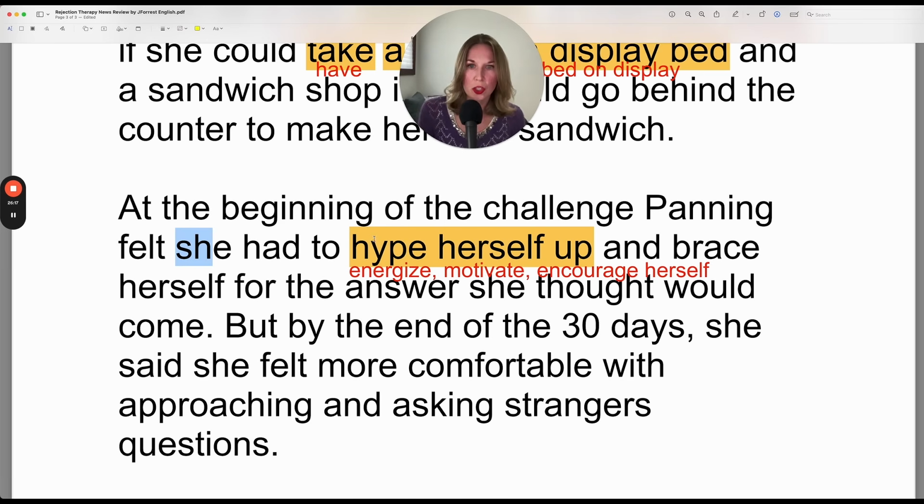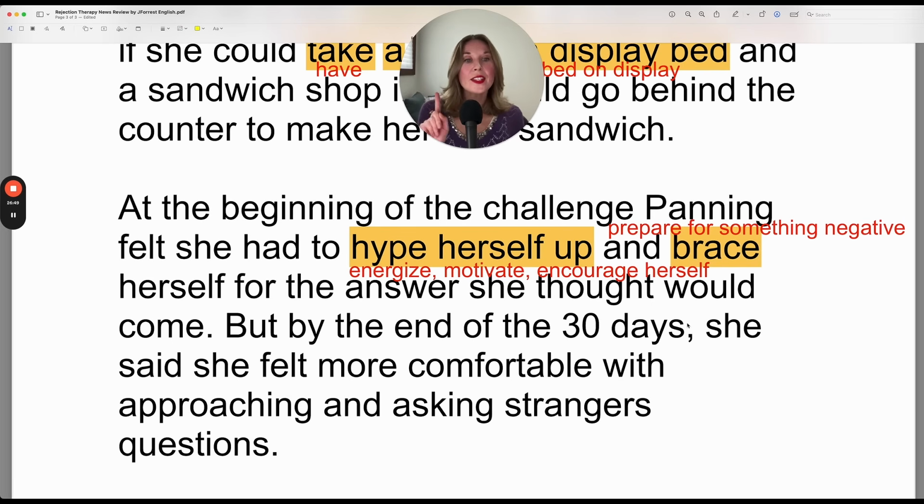She had to hype herself up. She had to energize herself and brace herself. So same thing. It's still reflexive, but with a different verb, to brace. When you brace for something, you prepare yourself for something negative. And brace herself for the answer she thought would come because she was trying to get rejected on purpose.